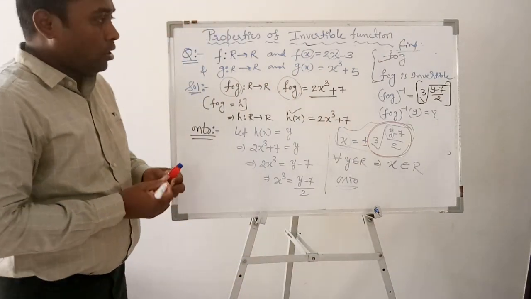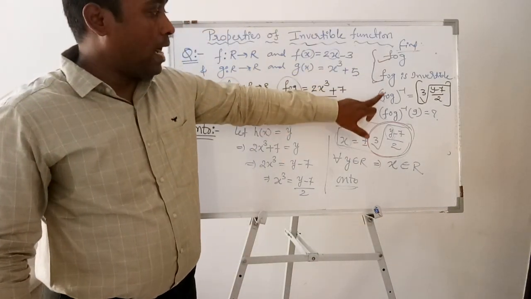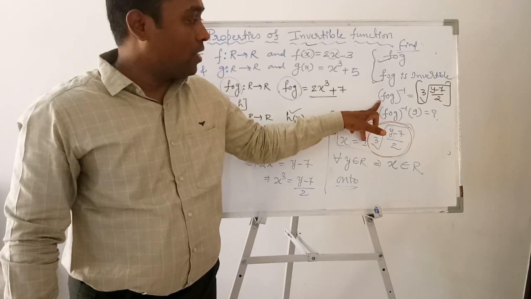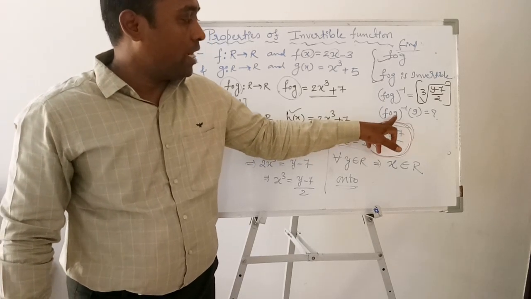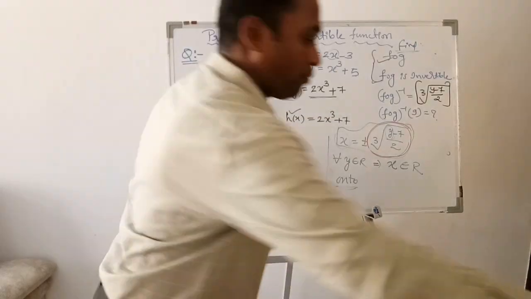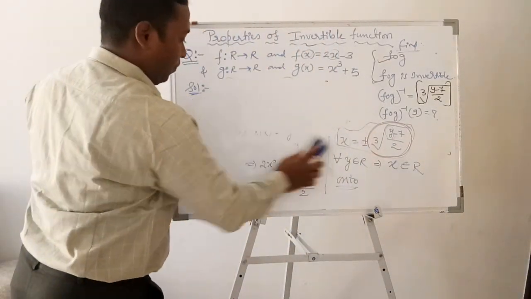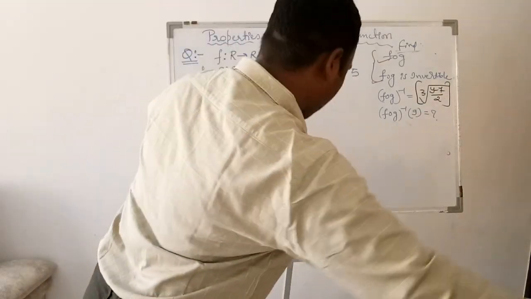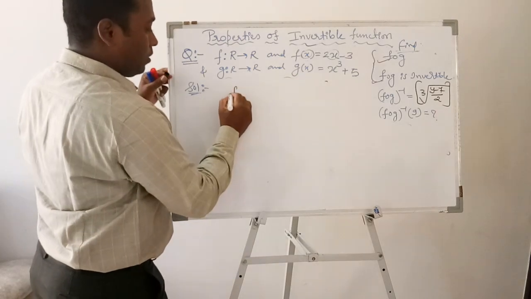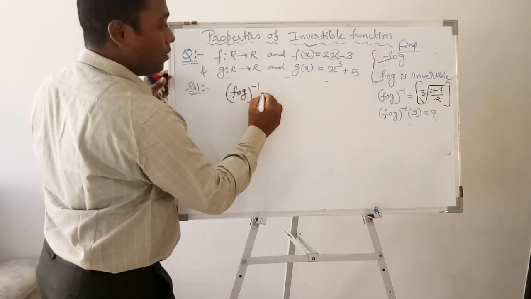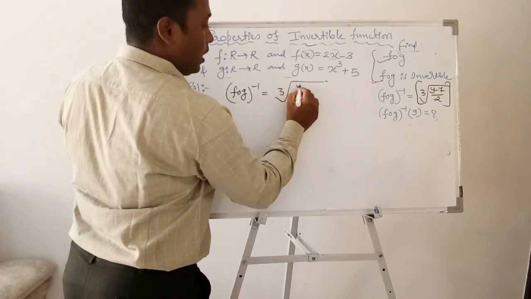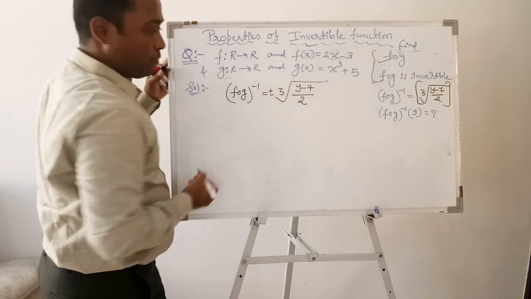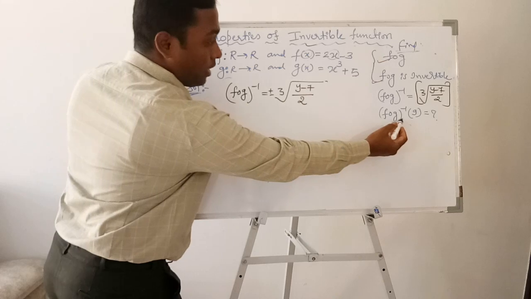So in short, we are able to prove fog is invertible and its inverse is given by cube root of (y minus 7) by 2. Now with the help of this inverse function, we are going to find the fog inverse of 9 value. That's the last part. So what we got, the inverse of this function, fog inverse, is equal to cube root of (y minus 7) upon 2. So here you can write plus minus. Now we are going to find fog inverse of 9.